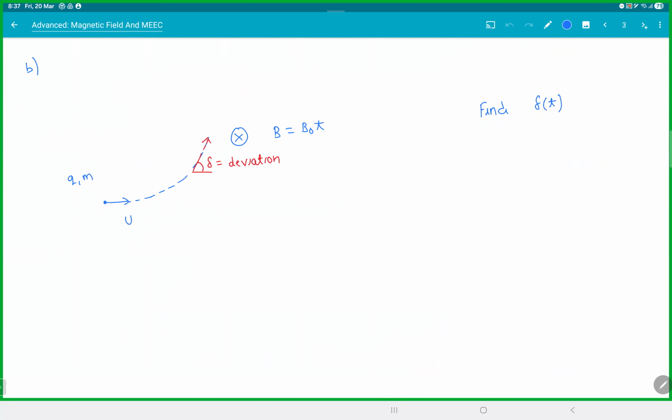There also, if you remember, the speed was always constant because the force was perpendicular. Here also speed is constant. Same the question. Particle is projected with speed u. Find the deviation as function of time t.